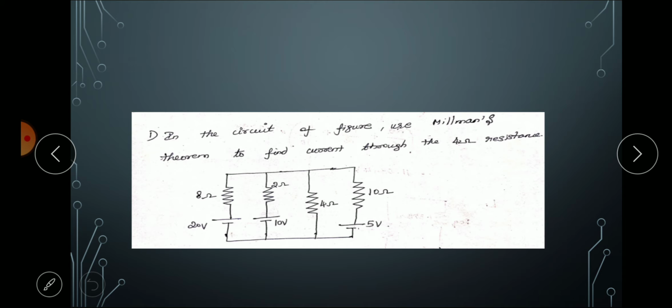Yn. The first problem. In the circuit of the figure, use Millman's theorem to find the current through the 4 ohm resistor. The given circuit can be redrawn. In the circuit, each voltage source has a series resistance which can be considered as the internal resistance of the source. Hence, the parallel connected voltage sources with internal resistance can be converted into an equivalent source using Millman's theorem.